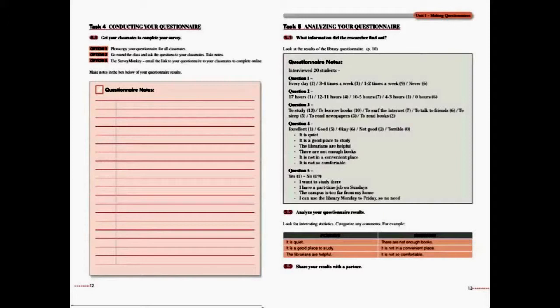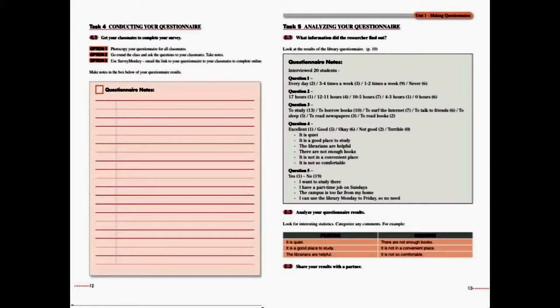You could photocopy the questionnaires and hand them out for students to answer. The students could go around and ask the questions themselves and take research notes. Or if they're using their smartphones, they could make a questionnaire using SurveyMonkey, send the link to their classmates to answer on their smartphones, and that can all be done on the internet.